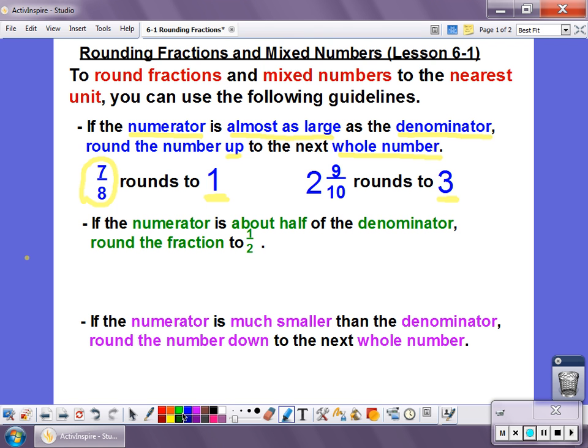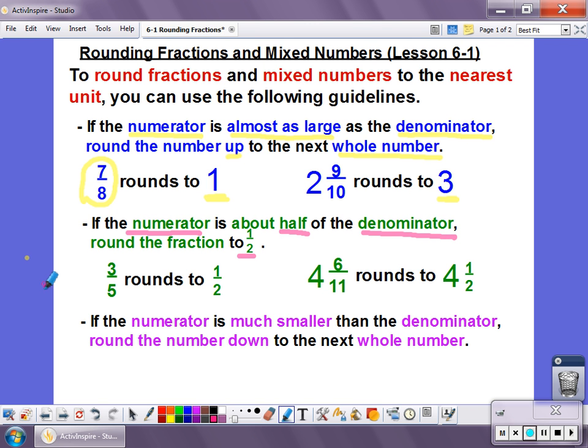If your numerator is about half of your denominator, then the fraction is going to round to 1/2. Again, for example, 3/5. 3 is almost half of 5. 2.5 is exactly half of 5. So 3 is very close to that, so this would get rounded to half. When we look at this with our whole number and our fraction, look at the fraction part. 6 is almost half of 11. So this would get rounded to a half, so we would have 4.5.